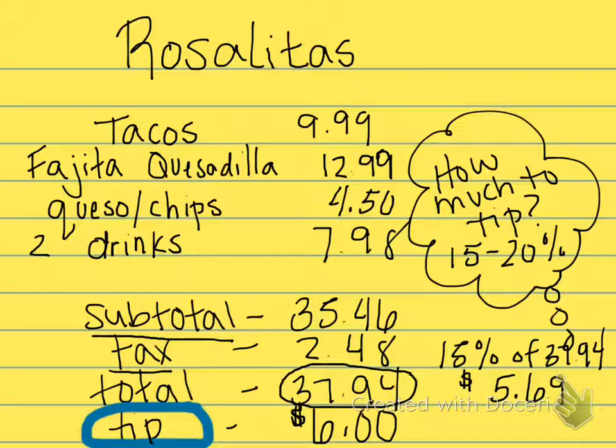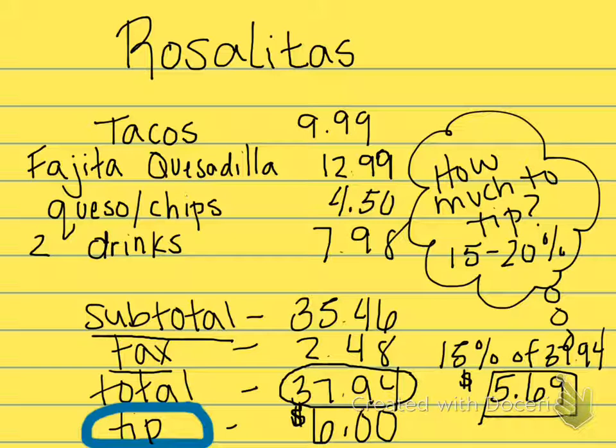So 15% of $37.94. Well, I'm going to find out my 10% first, so I'm going to move my decimal over, and I know 10% is $3.79 or $3.80. Half of that is my 5%, so I know half of 3 is $1.50. Half of 80 is 40, so $1.90 plus $3.79, so it's going to end up giving me $5.69 when I calculate it.